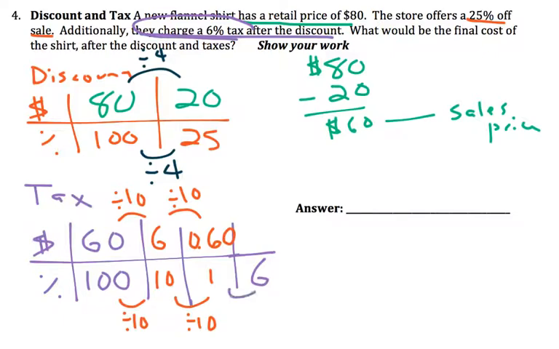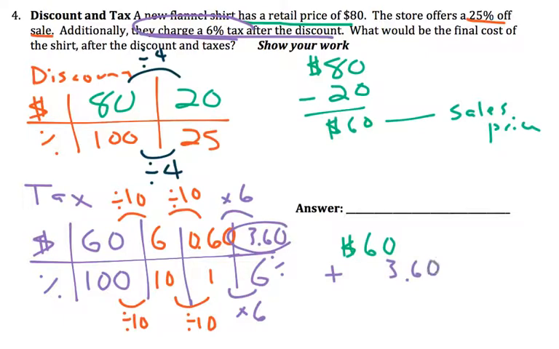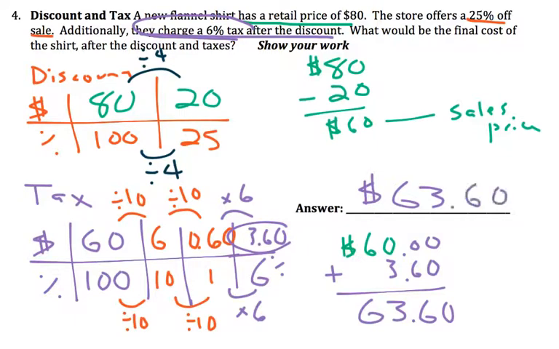And now we can scale that up. 1 times 6 is 6. And 60 cents times 6 is $3.60. So now we go back to our sales price, and we have to add that 6% tax, which is $3.60. Notice how I put the 3 underneath the 0. I'm putting it in the ones place. And that would give us $63.60, which would be the final cost of the shirt after the discount and the tax.